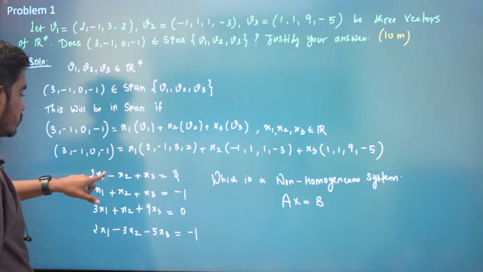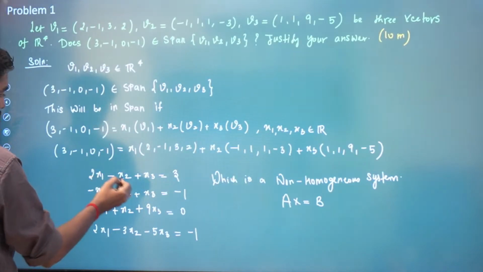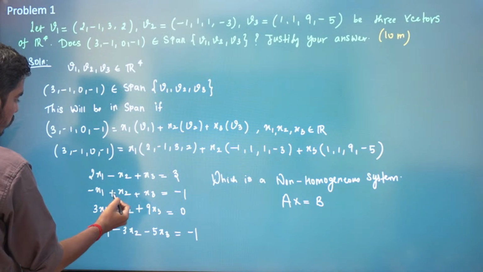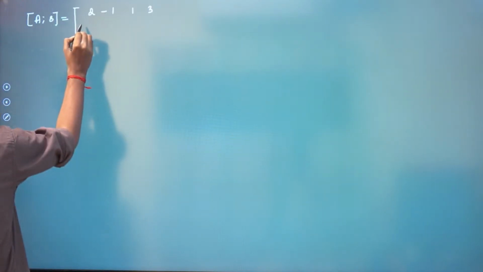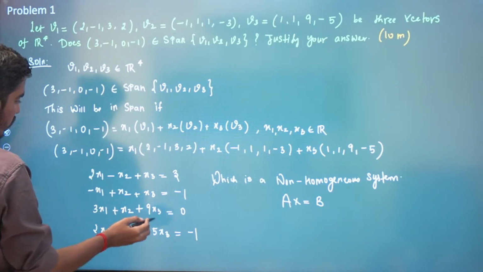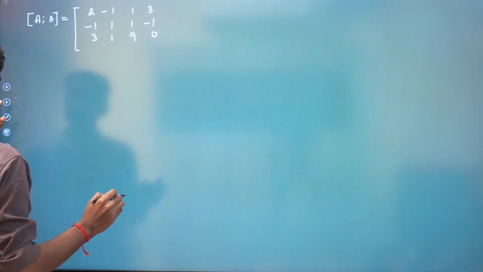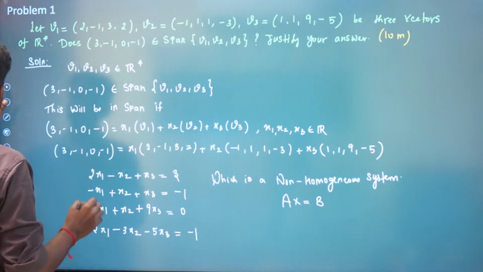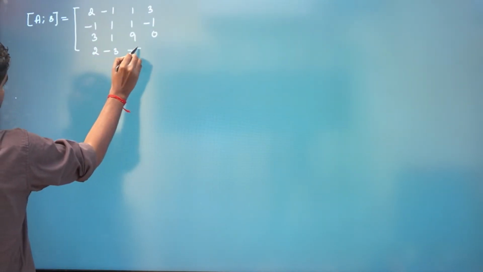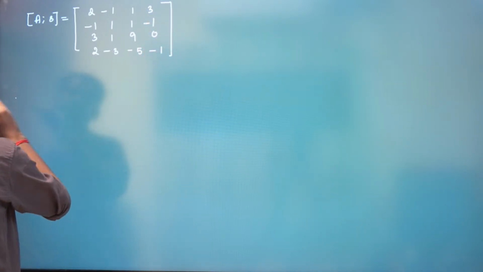So the augmented matrix is 2, minus 1, 1, 3. Minus 1, minus 1, 1, 1, minus 1. And then we have 3, 1, 9, 0. And then here we have 2, minus 3, minus 5, 1. Right. So we'll reduce this to row echelon form.